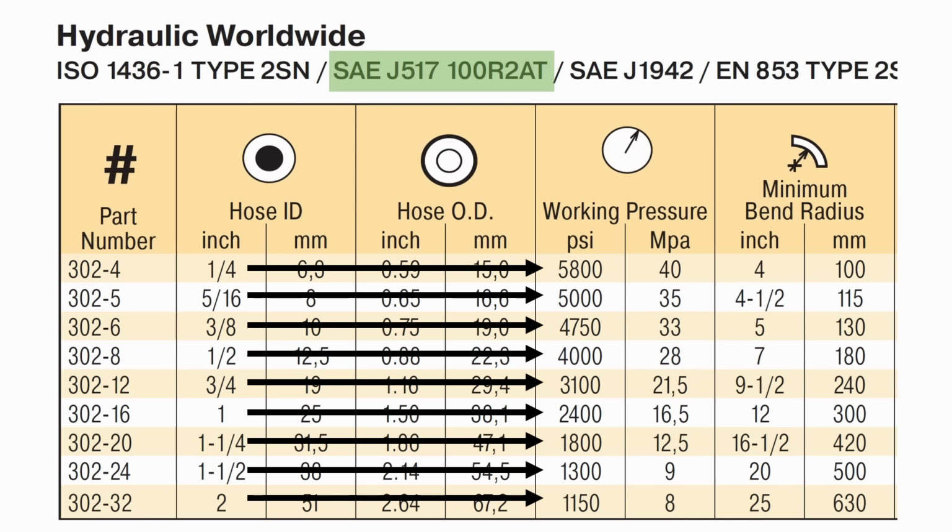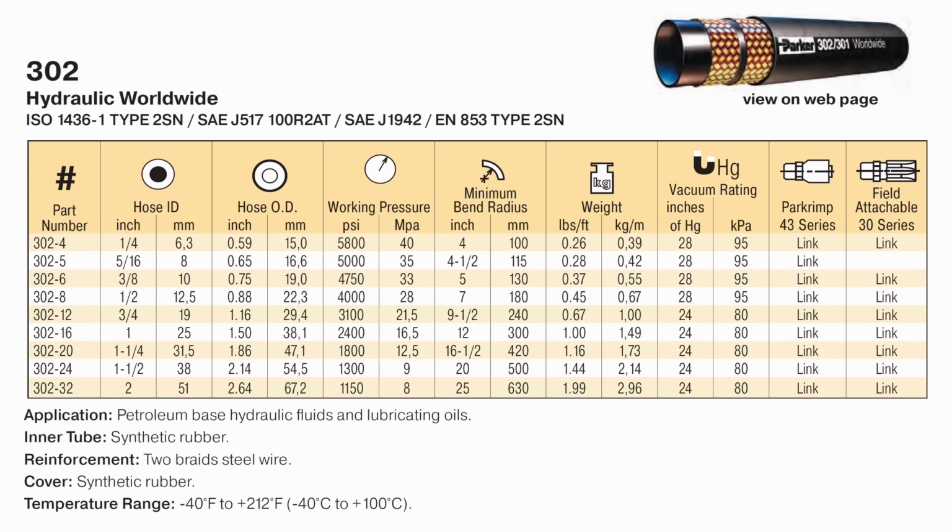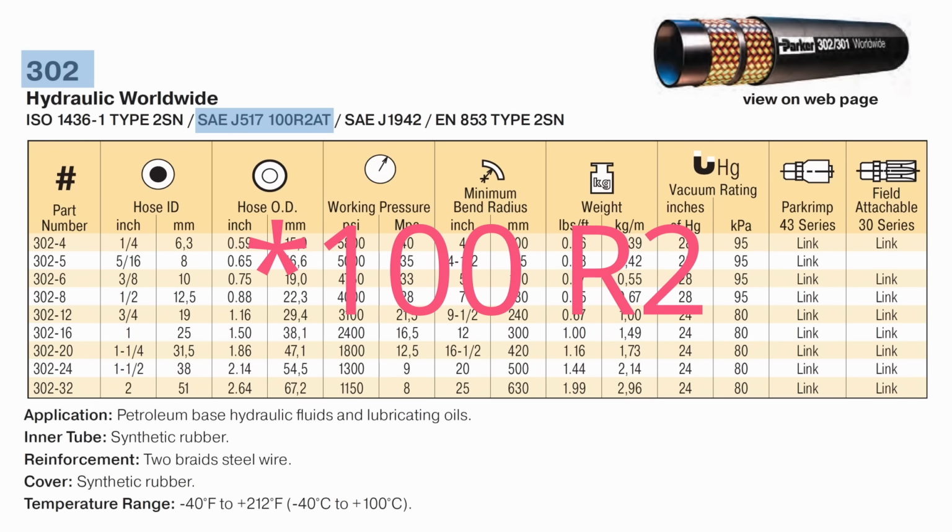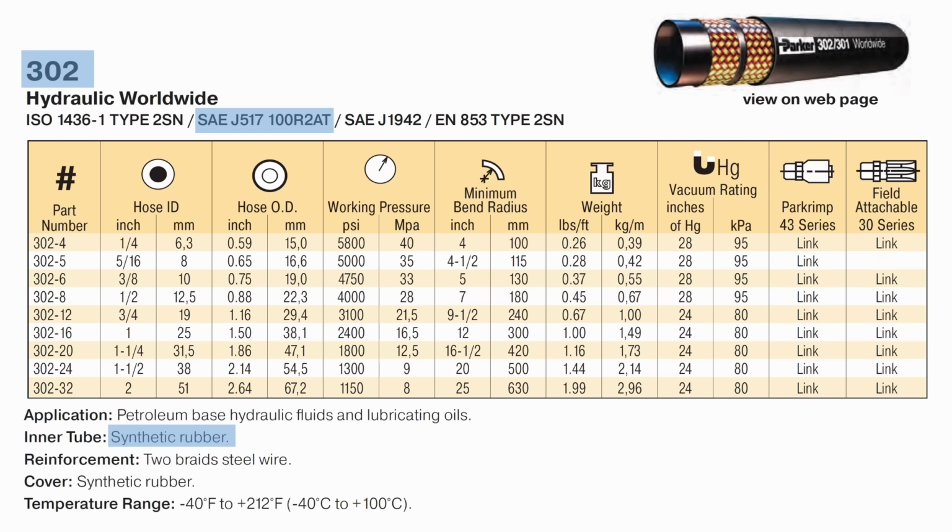Now let's look at a practical example. The Parker 302 series is based on SAE 100R2. It has a synthetic rubber inner tube, two layers of high tensile steel wire braid, and it's suitable for hydraulic fluid. Our required hose size is 3/4 inch. The part number is 30212. The working pressure rating is 21.5 megapascal, 3100 psi. This satisfies our pressure requirement, so we can select this hose.